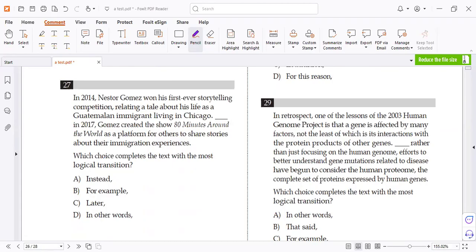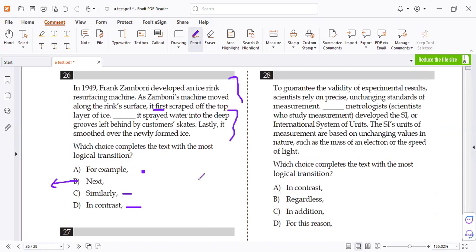27. Okay. 27, I chose C. See, it's correct, brilliant. It was the most obvious. We learn. Okay. C for 28.